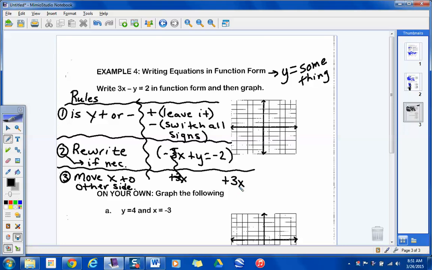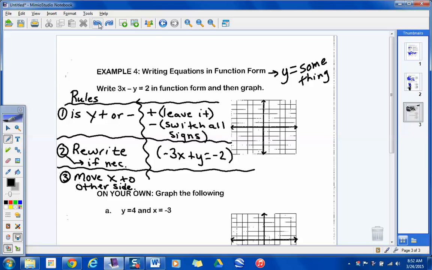Positive. It's a positive. So I think what I'm going to tell you to do is this. Move the x to the other side, but the negative 3x on the other side will become what kind of 3x on the opposite side? Positive, wouldn't it? Yeah. So if I take something and move it to the other side, what do you have to do to the sign if you move it to the other side now?